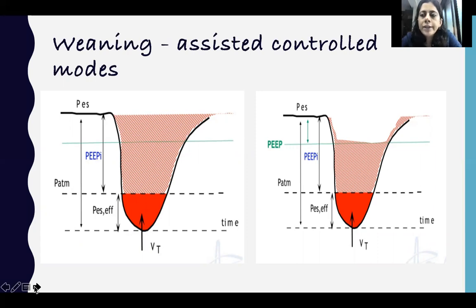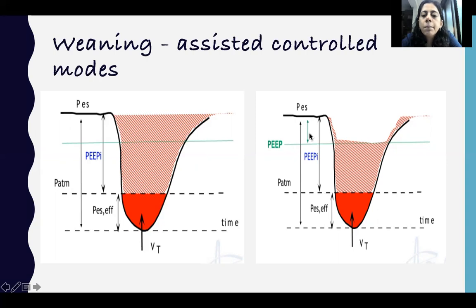When we are weaning these patients, we start putting them on the assist control modes. When we put them on the assist modes, the patient starts making an effort to start breathing. Now when it starts to breathe, there is an intrinsic PEEP that the patient has to overcome before it gives an effective trigger to the ventilator to deliver the breath.